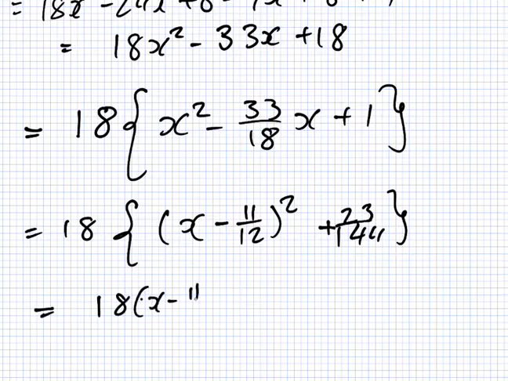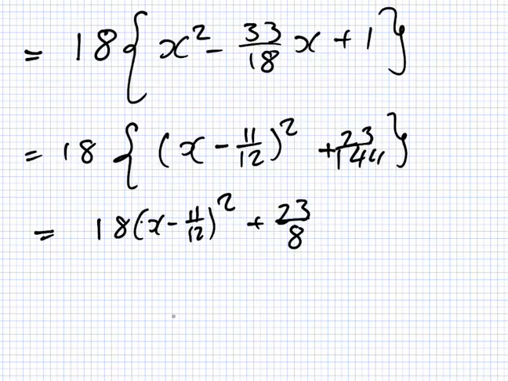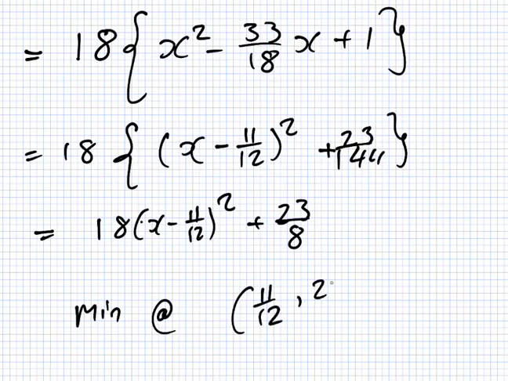18 times (x minus 11 over 12) squared plus 23 over 8. So the minimum is at 11 over 12 and 23 over 8. By the way, 33 over 36 is 11 over 12. So it's the same answer I got a moment ago, but much longer.